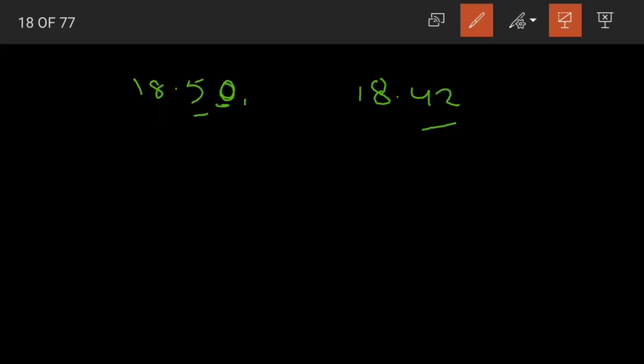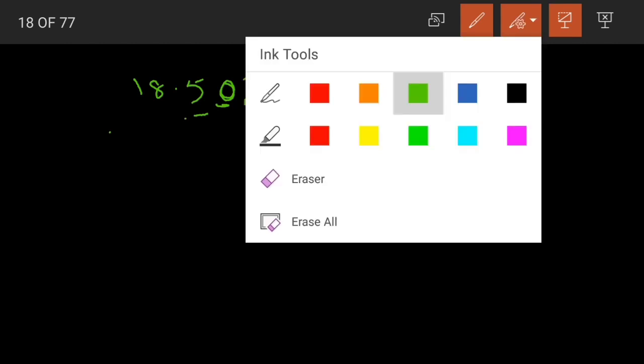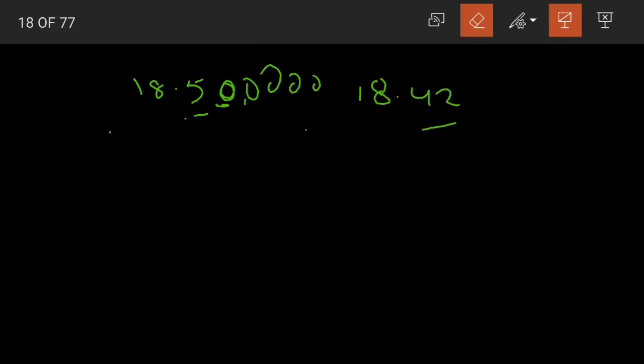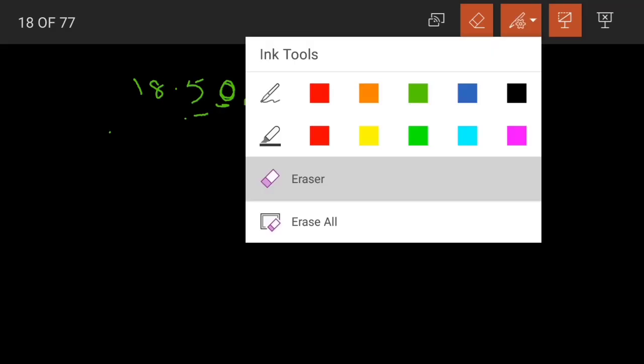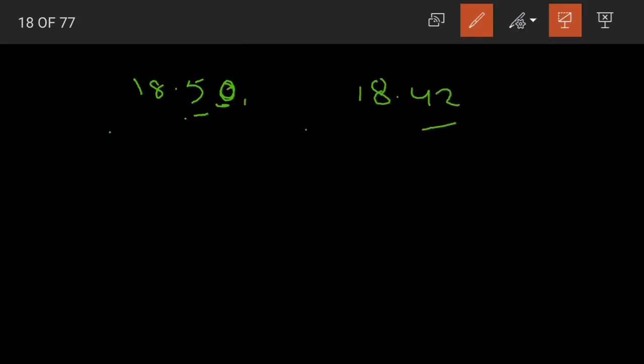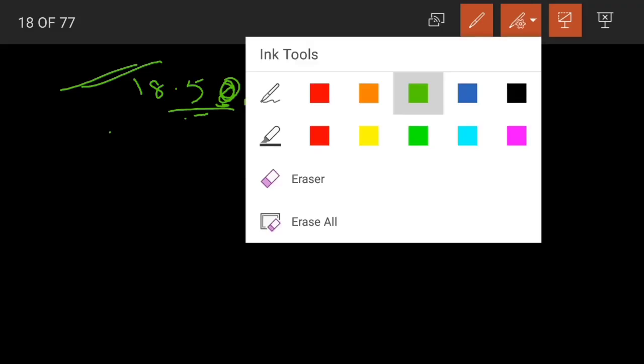If you remember in the first class about introduction to decimals, what did we learn? No matter how many zeros we add to the right side of the decimal part, the value will be the same. So that is why, to make these two decimals like decimals, we are adding a 0. Now if we compare these two, 50 and 42, 50 is greater than 42. So 18.5 is greater than 18.42. Understood? Convert them into like decimals and then compare.